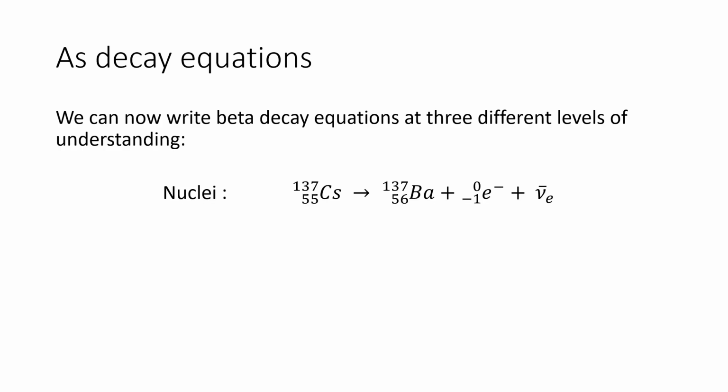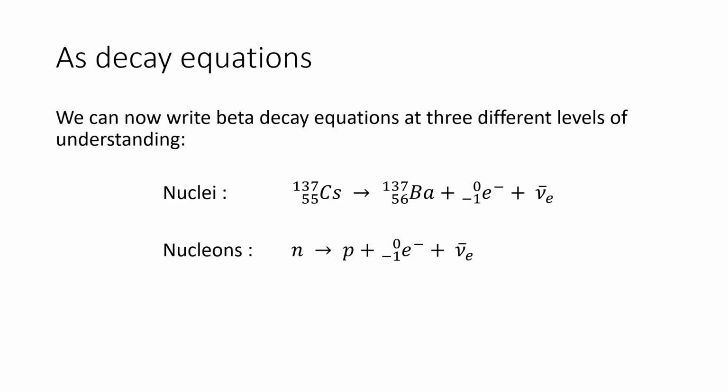Alright, so there are 3 levels. The first one is the atomic level. The second one is the nucleon level, because here, when you have too many neutrons, the neutron becomes a proton and an electron and an antineutrino. Just also be aware that the charge is conserved.